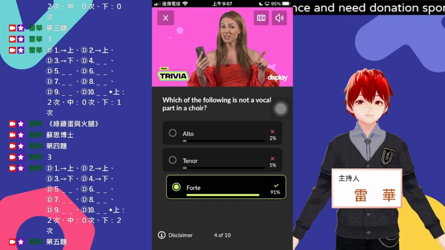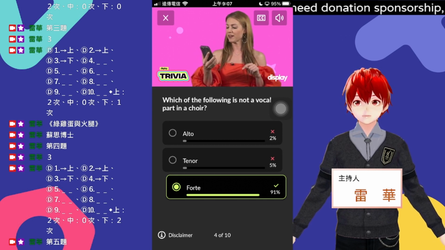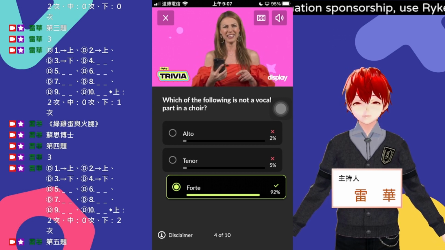Forte is a musical dynamic, but it is not a part in a choir. 91% of you got it, killing it.